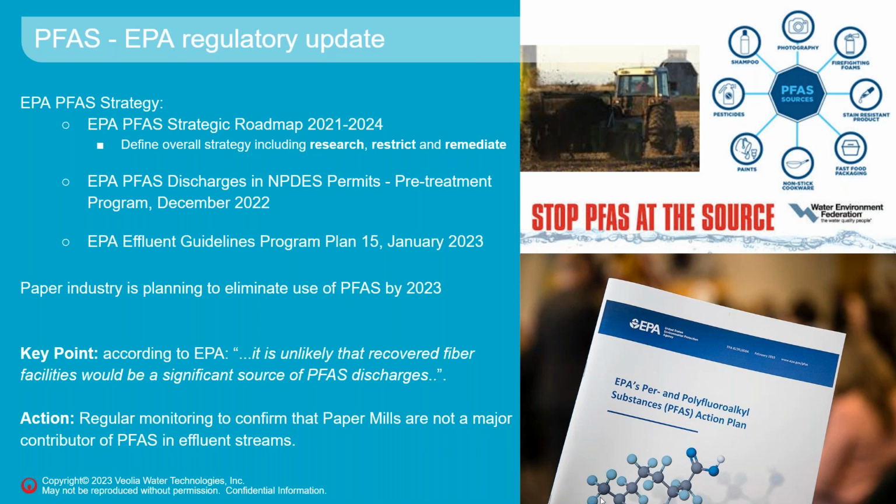EPA is not prioritizing a rulemaking on the pulp, paper and paperboard point source categories at this time. In addition, the paper industry is planning to eliminate the use of PFAS by 2023, once again highlighting their commitment to sustainability.